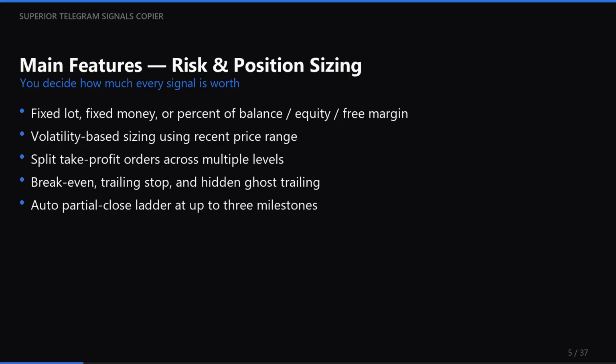Next, risk and position sizing. You can size trades by a fixed lot, a fixed money amount, or a percentage of your balance, equity, or free margin. There is also volatility-based sizing, which adapts the lot to the instrument's recent range. When a signal carries several take-profit levels, the software can split it into one order per level. You also get automatic break-even, a standard trailing stop, and a hidden ghost trailing mode that does not touch the broker visible stop. Finally, an automatic partial close ladder can bank profit in stages at up to 3 milestones.